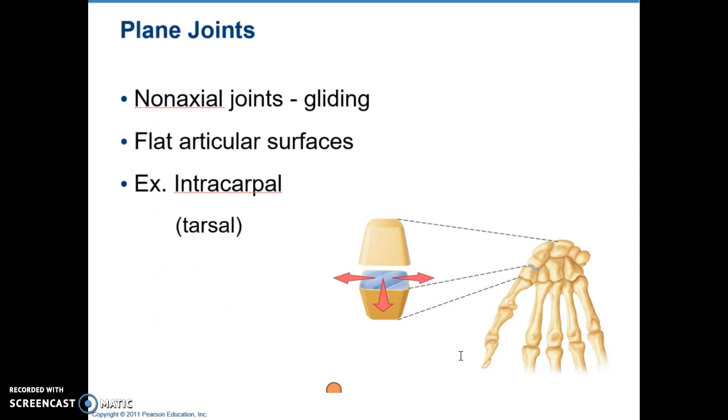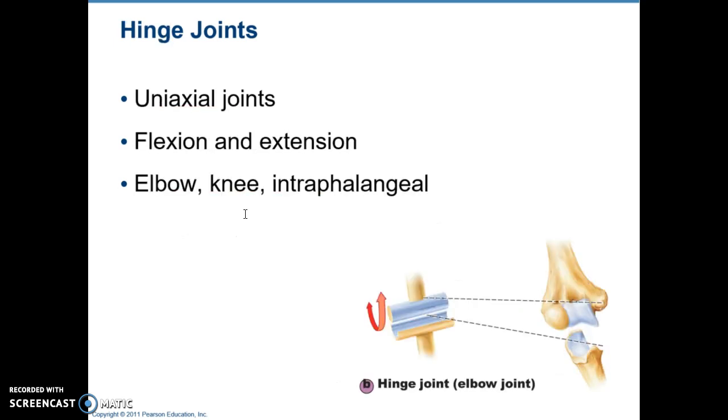So we will start with plane joints. In a plane joint, you have 2 flat articular surfaces. This allows for gliding movements. The best examples of plane joints in your body are the joints in between your carpals, or your intracarpal joints, as well as your intertarsal joints.